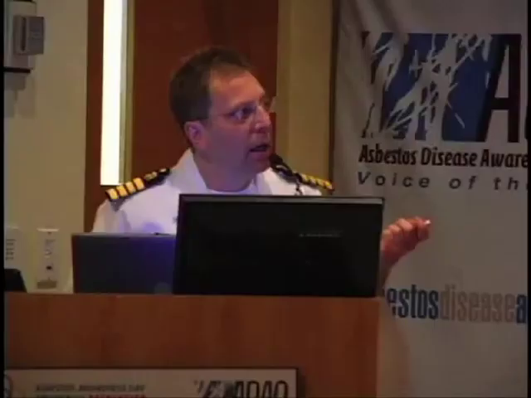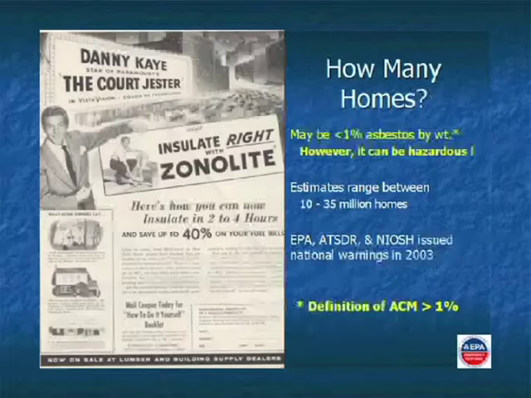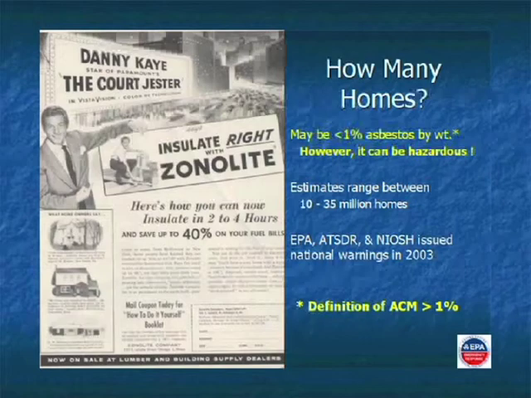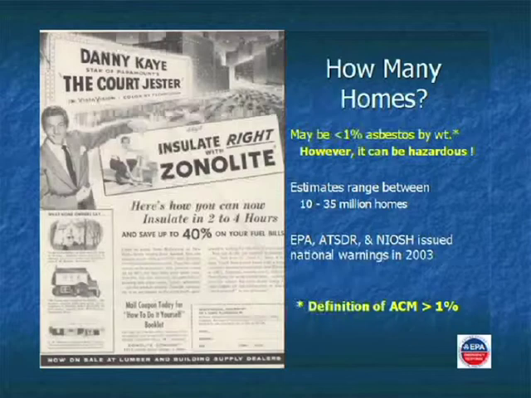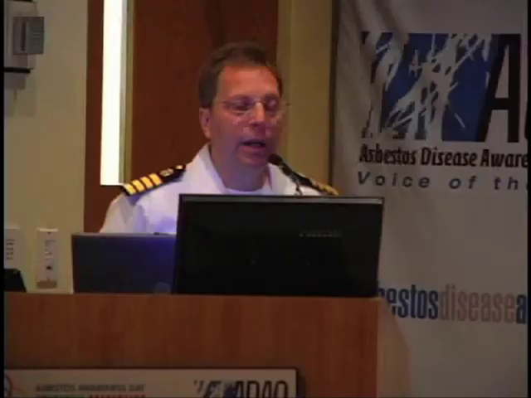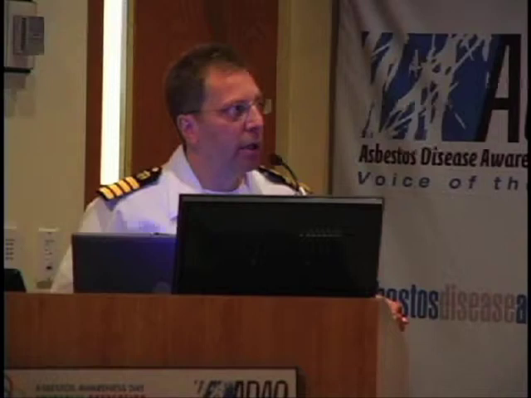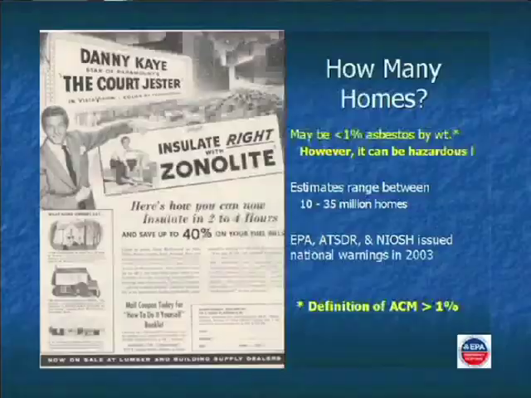In this country, asbestos-containing material, at least for EPA, is that which has greater than 1%. You can have something that has contamination of asbestos at less than 1%, and they didn't have to call it asbestos-containing material. But these materials are still very dangerous. They release a lot of asbestos when they're disturbed. Estimates range between 10 to 35 million homes may have vermiculite insulation in them.